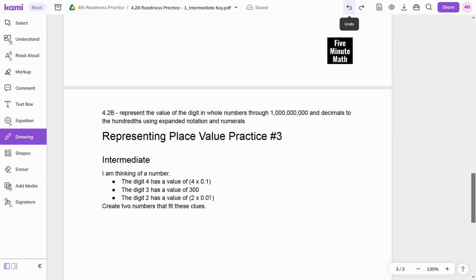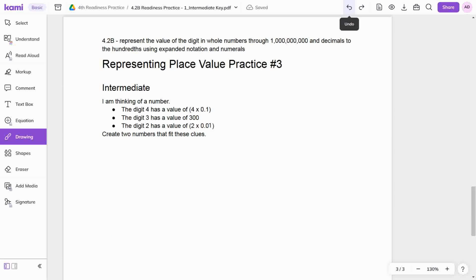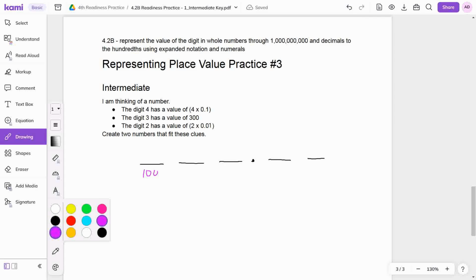For our third problem, we have a mystery number that we need to solve for. And we've got a few clues, and we've got a digit that has a value of 300, and we've got two different place values that are marked out for us. We've got a tenth and a hundredths. So what I want to do is build my place value chart going to the hundreds place, because I see that that second clue tells me there's a number that has the value of 300. And then I need to go to the hundredths place. So let's build that: 100, 10, 1, 1/10, 1/100th.